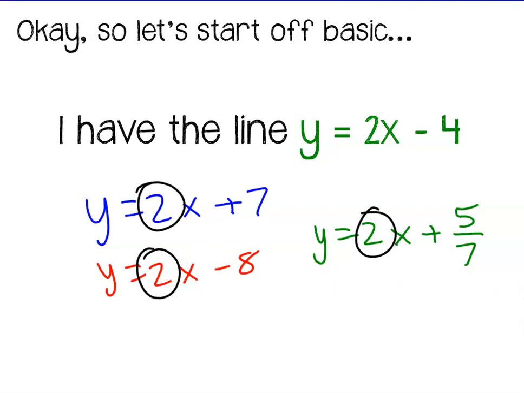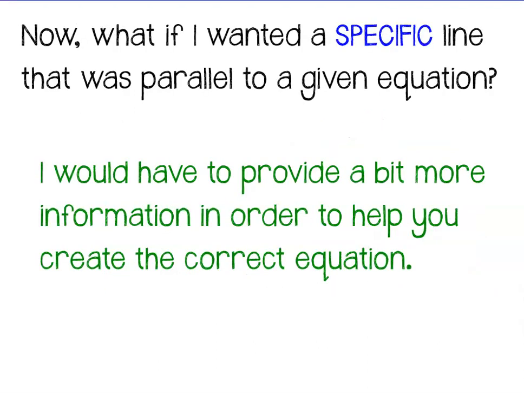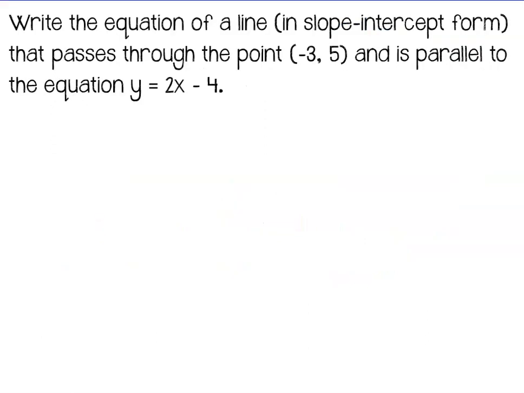Now, what if I said I wanted a very specific line? Right? Not only do I just want it to be parallel, but maybe I want it to be a certain distance apart, or maybe I want it passing through a very specific point, right? If I wanted a very specific equation line, I'd have to provide you with a bit more information in order to help you create the correct equation. So let's take a look at an example of what something like that might look like.